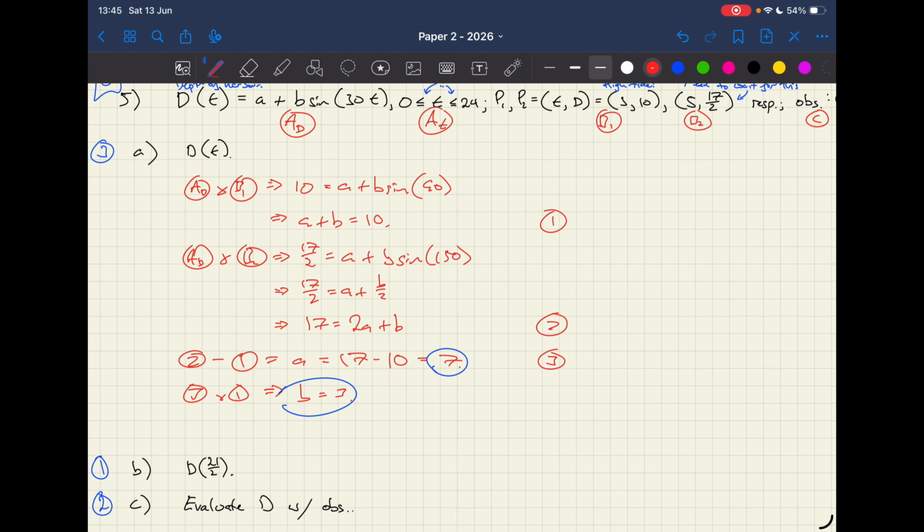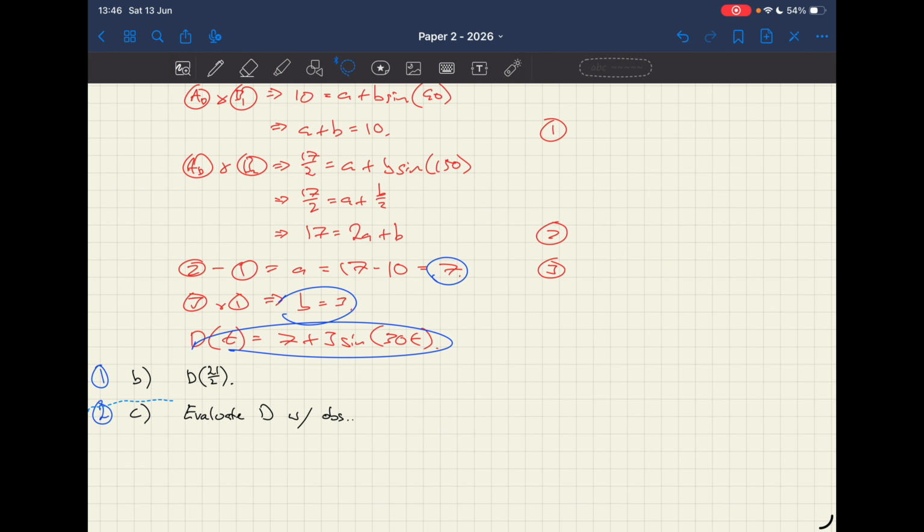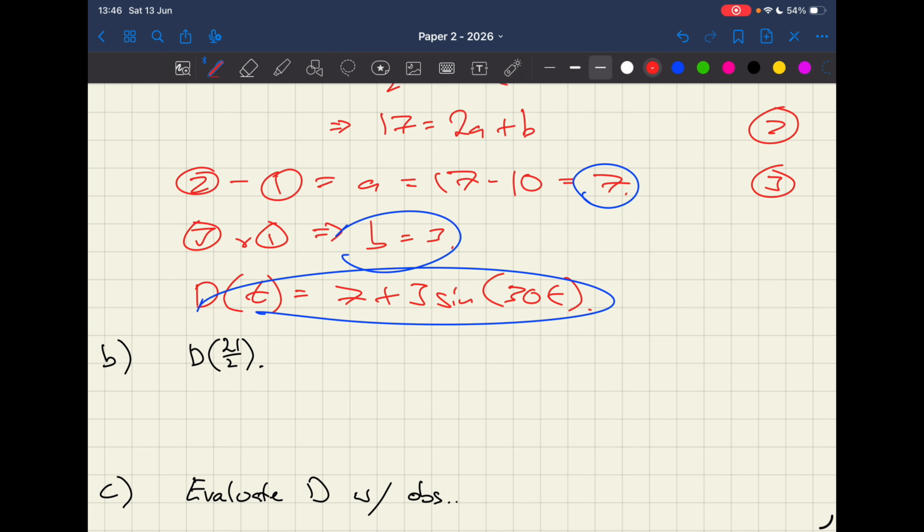We actually wanted the expression though for the model, so let's always make sure we write that down at the end. So it should be 7 plus 3 sine of 30t. All looks good. Part B then, just plug in the value. We get given it's 10.5, 21 on 2. Plug that in. What do we get?